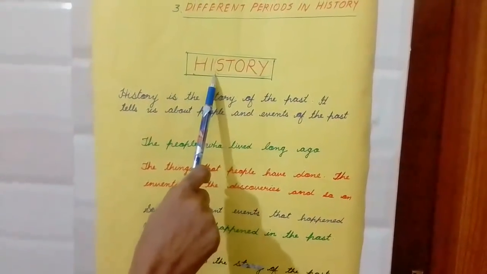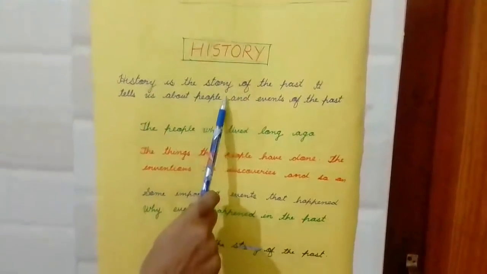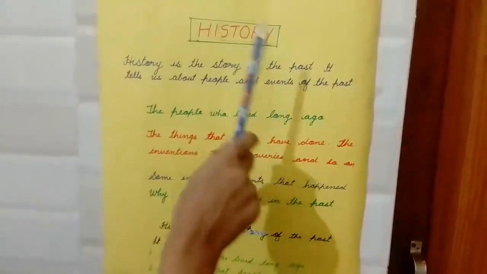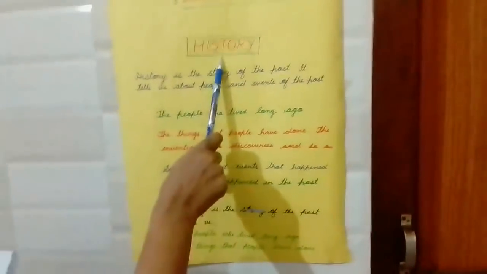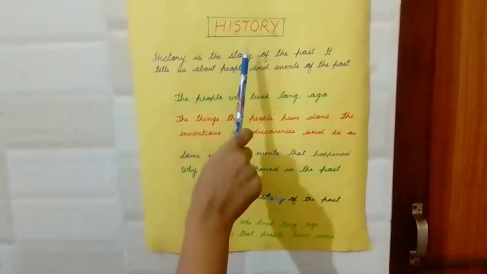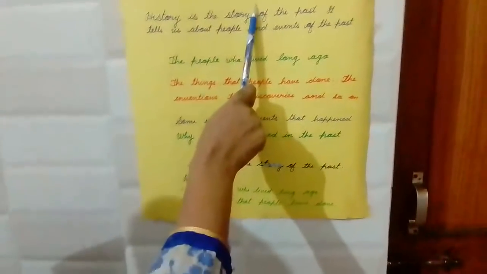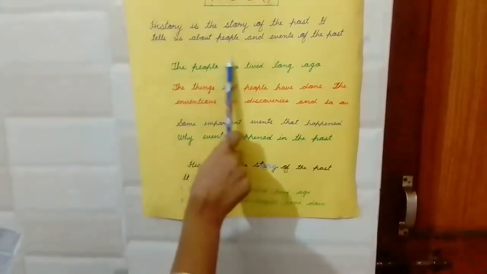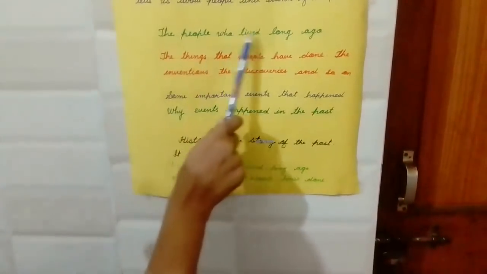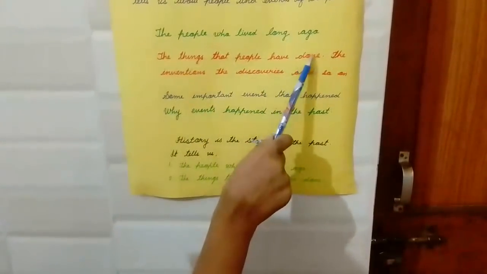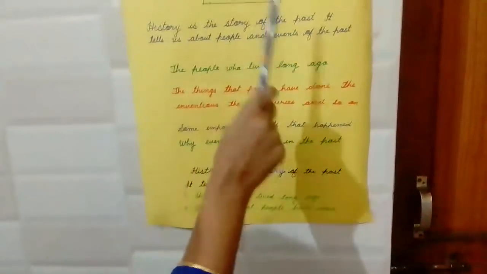So what is history? History is the story of the past. It tells us about people and events of the past. The word history comes from the Greek word historia. Historia means to inquire. When we look at the word history, you will find the word story in it. Therefore, history is the study of the people who lived earlier. History tells us the following things. The people who lived long ago, the things that people have done, some important events that happened, why events happen in the past. Okay. History is the story of the past.